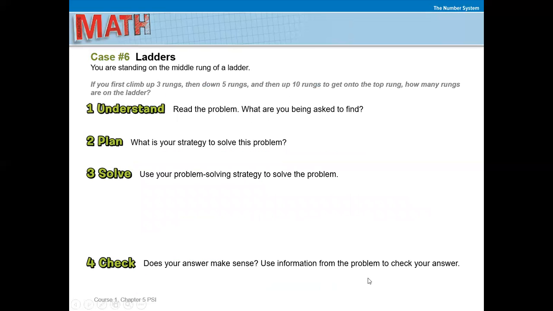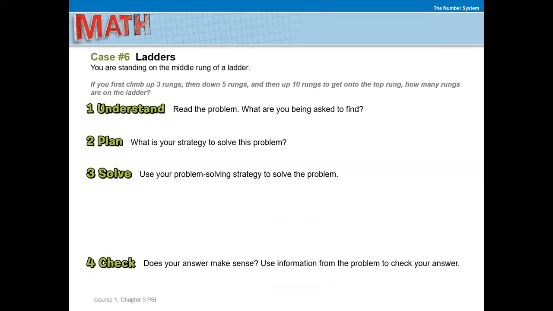Case number 6, ladders. You are standing on the middle rung of a ladder. If you first climb up 3 rungs, then down 5 rungs, and then up 10 rungs to get onto the top rung, how many rungs are on the ladder?